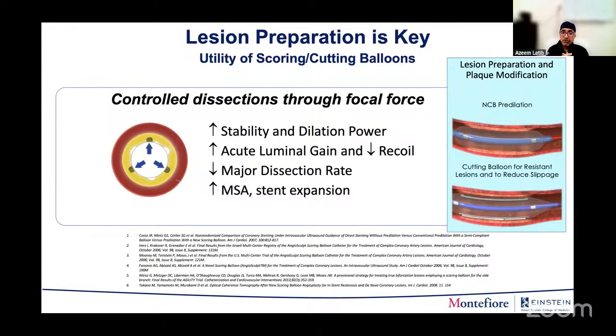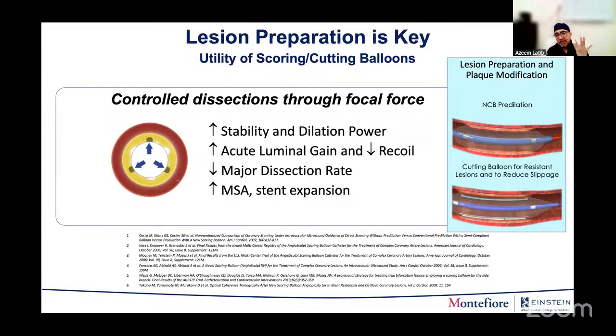Yes, there's actually a randomized study called ISAR-DESIRE 4, where they randomized patients to scoring balloon followed by drug-coated balloon versus drug-coated balloon alone. And interestingly, they actually showed a difference. They showed less late loss, less restenosis in the group that had scoring.